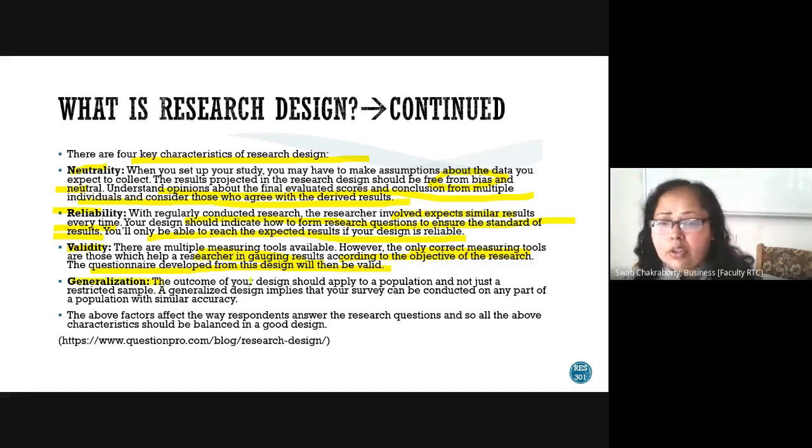Generalization. Now, the outcome of your design should apply to a population and not just to a restricted sample. The entire population should come into play. So, a generalized design implies that your survey can be conducted on any part of the population with similar accuracy, right? And these factors affect the way your respondents answer the questions. Hence, these above characteristics should also be balanced in a good design.